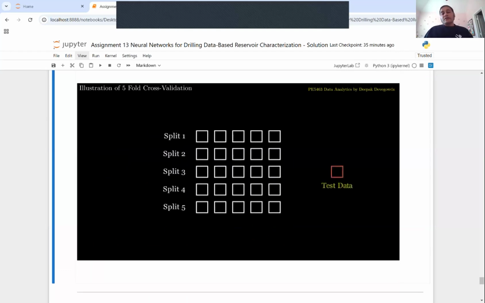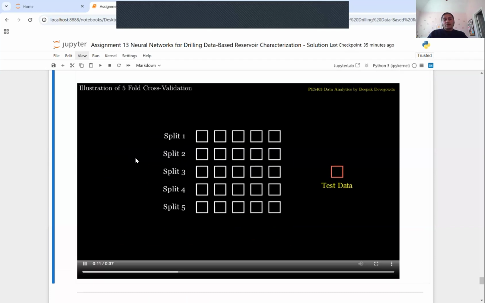We're going to create 5 different splits in my data, and then we're going to successively take split 1, keep my test data set aside, and train the model on the remaining 4. And then with split 2, I have another holdout data set, and I train my model on the remaining 4 folds. With split 3, my test data set is a different fold, while my training data set is different. And then I have split 4 and split 5.